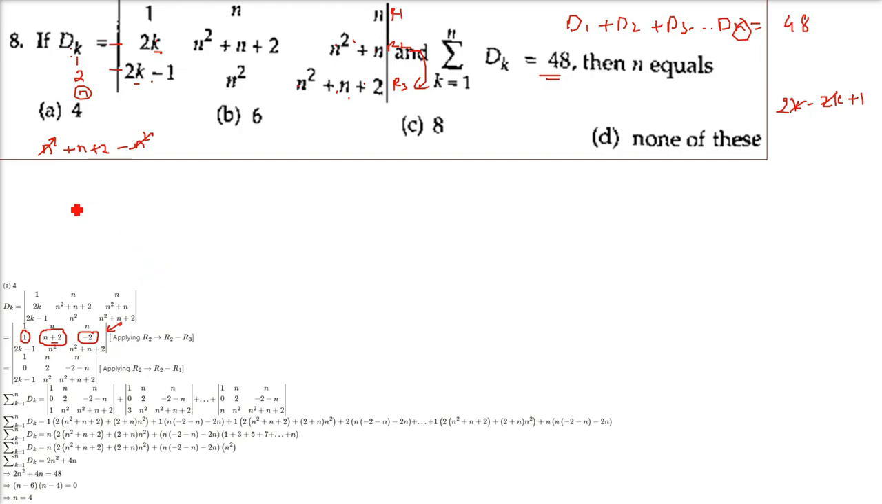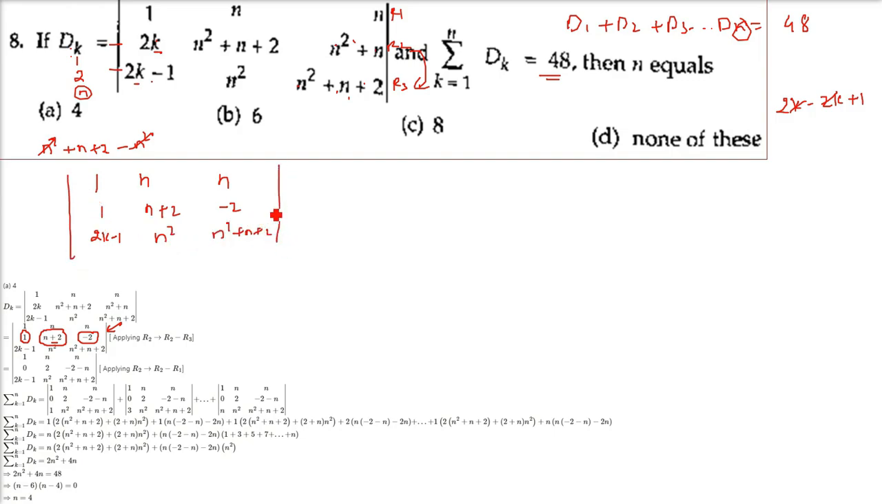Now the second step is to change row 2 to row 2 minus row 1. So we have this 1 and n. What was remaining? 1, 1, 1, then 1, n plus 2, then 1, n plus 2 and minus 2, and the third row is 2k minus 1, n square and n square plus n plus 2. Now we are applying R2 minus R1. R2 will be changed to R2 minus R1. So let us see what will happen.